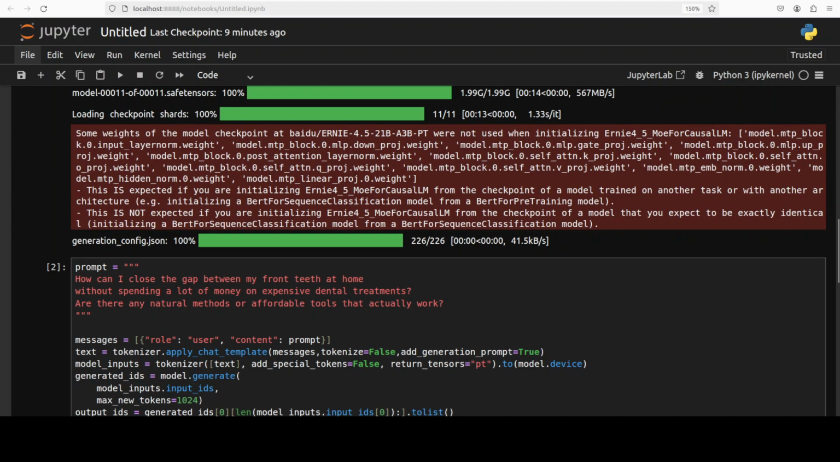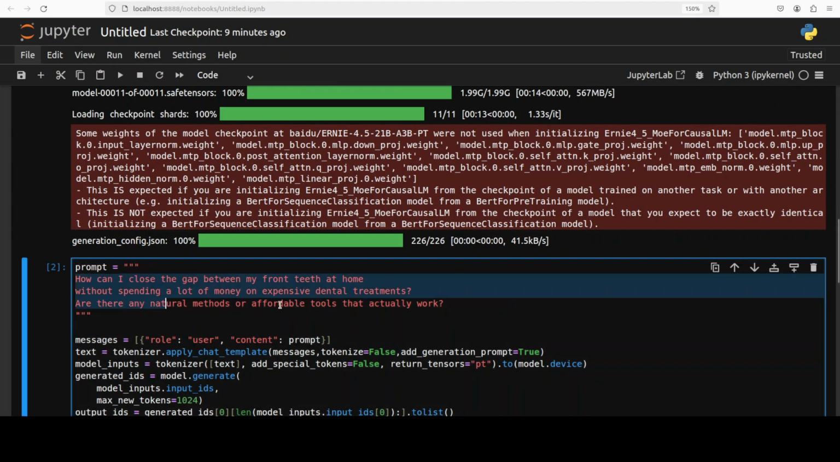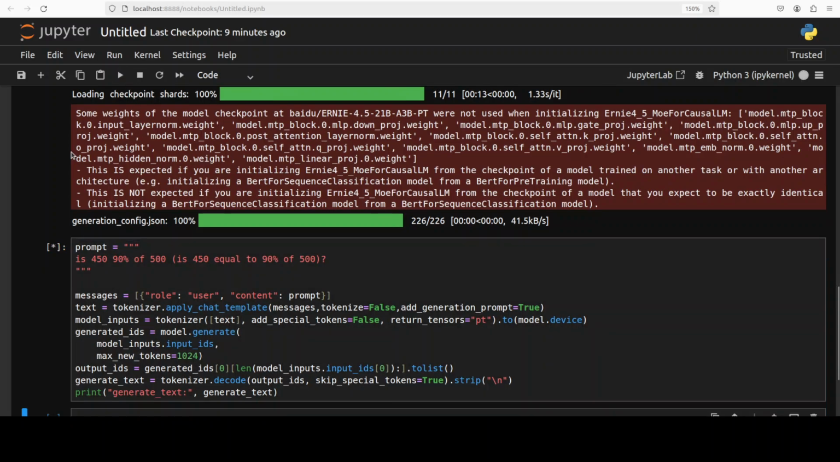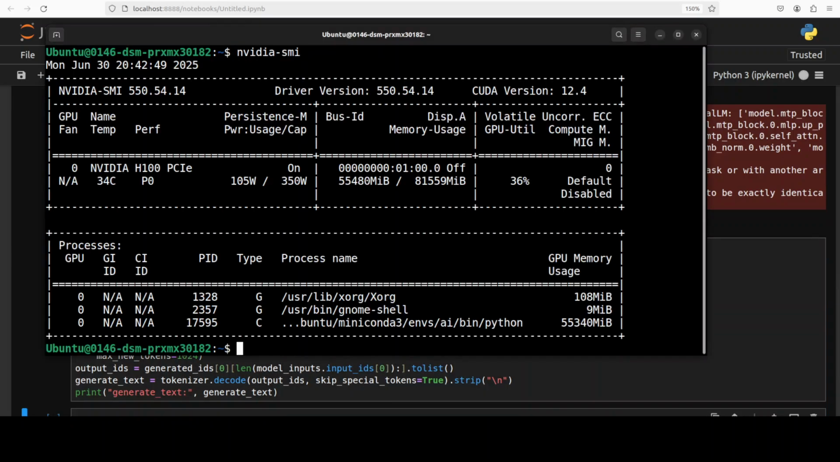Okay, let's try out another math one maybe. For that, I'm just going to give it this: is 450 90% of 500 or not? Let's run this, and I'm also going to show you the VRAM consumption. It is consuming 55.5 gig of VRAM, which is, I would say, a bit higher. But again, it's a full 21 billion model, so that's okay. It's not outrageously high. Still, I think you should be able to handle it within one GPU.